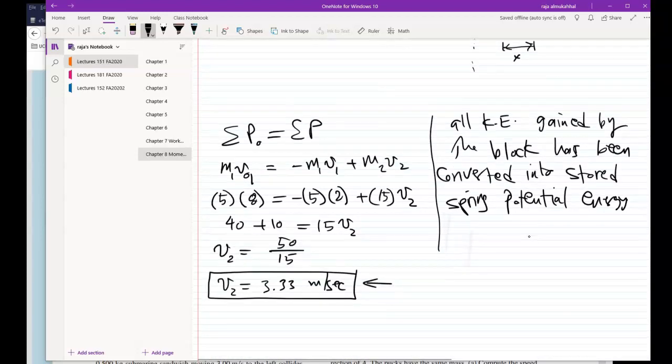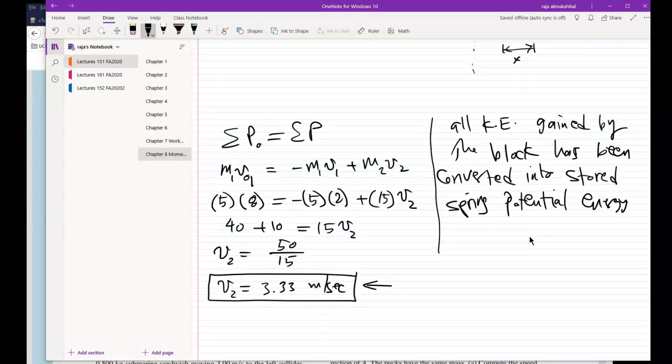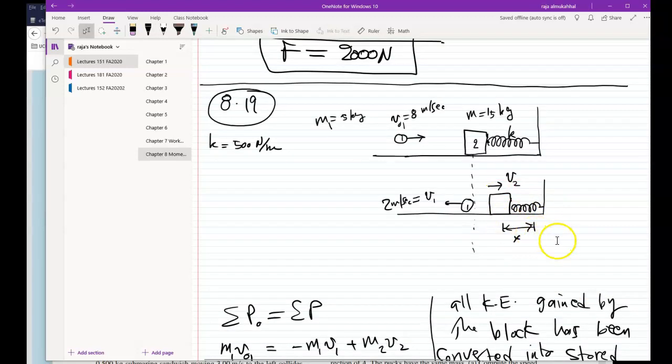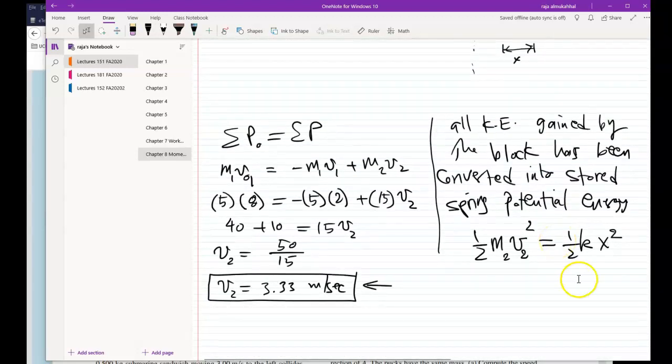Okay, what that means is that the kinetic energy gained by the block, which is 1/2 m2 v2 squared, has been converted into 1/2 kx squared. Remember the 1/2 kx squared? This is the stored energy in the spring. He's asking for x. How much compression? This compression right here. Well, here it is. I can just solve for x. So the halves cancel out.